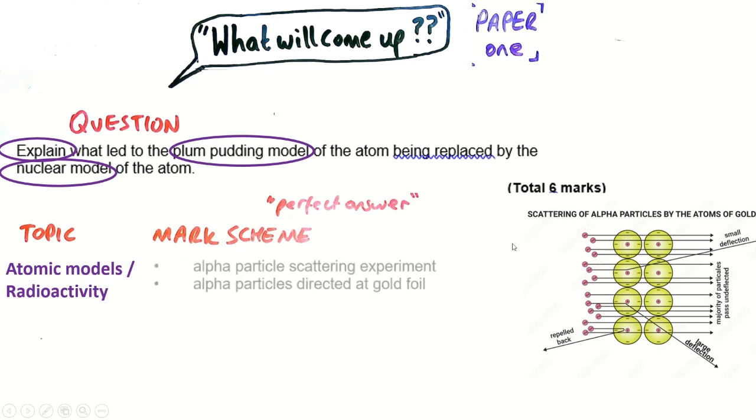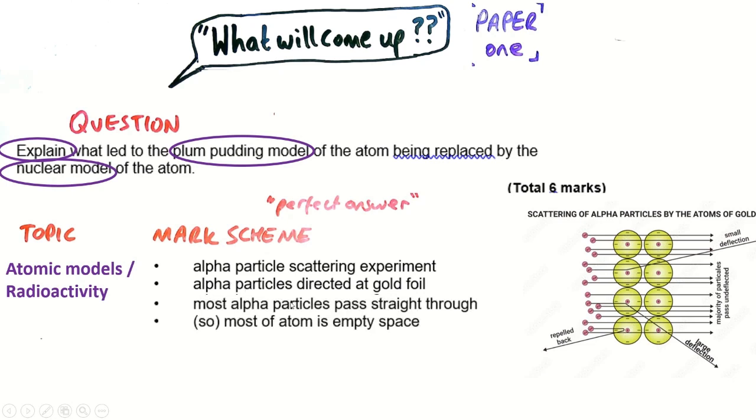And we just mentioned these alpha particles are directed at gold foil. Now, the evidence we have is that most of them pass straight through, and this is where the explain comes in. So you see in brackets, obviously don't put in brackets in your answer. We say so therefore the atom is empty space. The evidence for that is that most of them pass straight through.